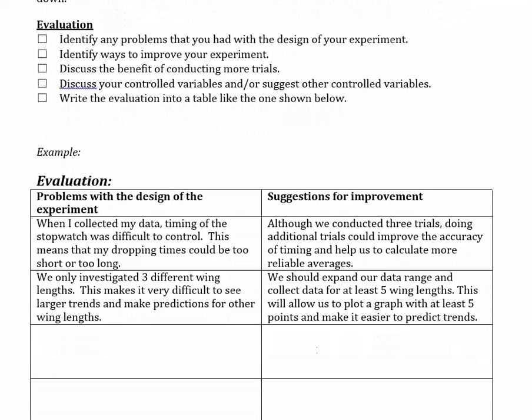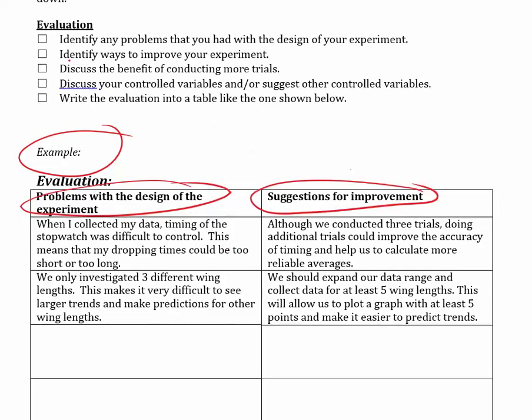Finally, for the evaluation, this is one of the most difficult things to do. Use a table like this with these two headings: problems with the design of the experiment and suggestions for improvement. Identify any problems you had, talk about specific ways that you could fix those problems. Of course, discuss the benefit of conducting more trials. More trials will eliminate any errors that were present just from having lack of data.